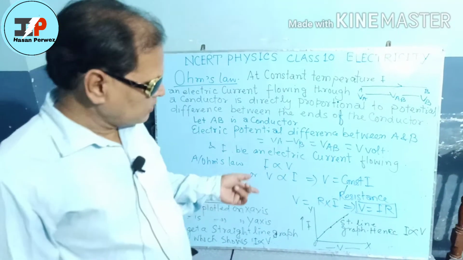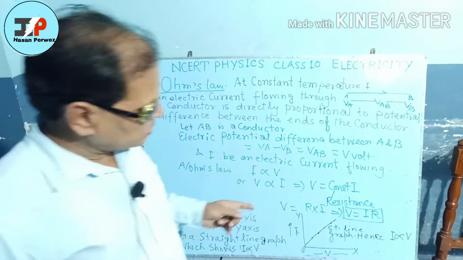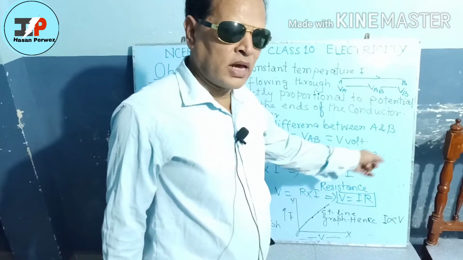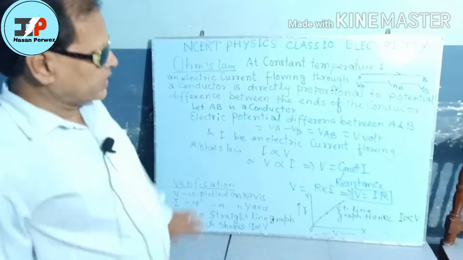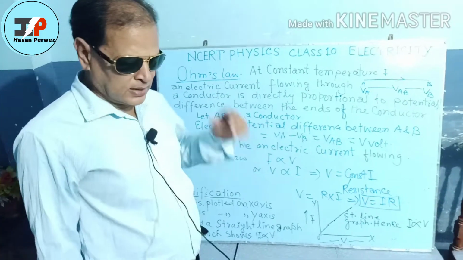Here the variables are V and I. So V is proportional to I, or I is proportional to V. In this way, Ohm's law is verified. Now let us see in the next video.